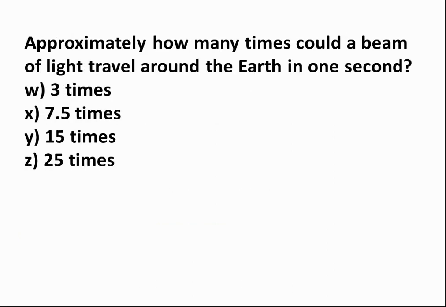Approximately how many times could a beam of light travel around the Earth in 1 second? W. 3 times. X. 7.5 times. Y. 15 times. Z. 25 times. Answer: X. 7.5 times.